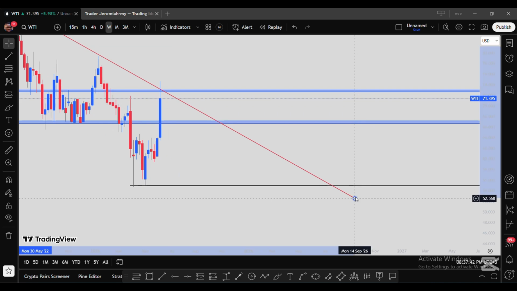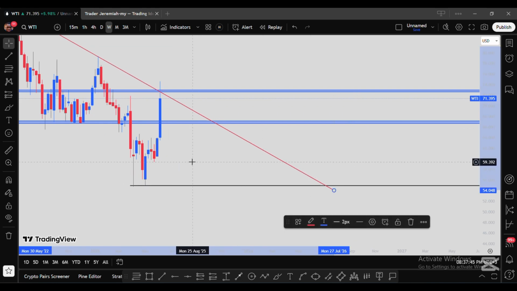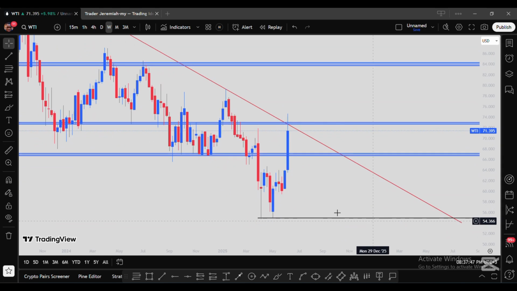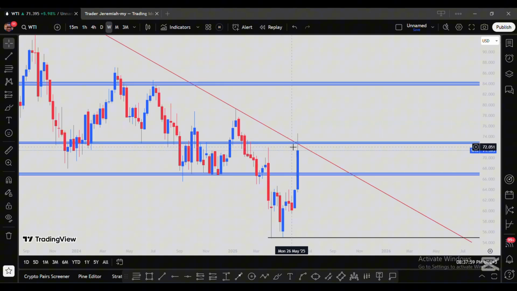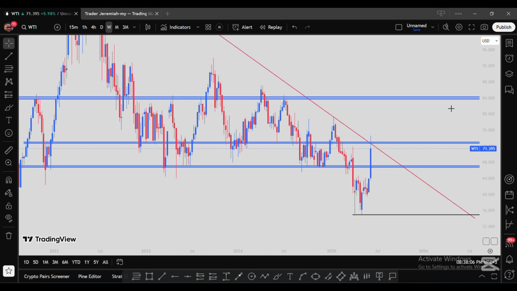So price was respecting this trend line back to the downside, and the structure of the market still remains bearish. We have a lower high, we have a lower low, and now price is creating another lower high. This was the second touch of this trend line, and this was the third touch. Price has come back up to touch this trend line for the third time, and there was also a major level here.